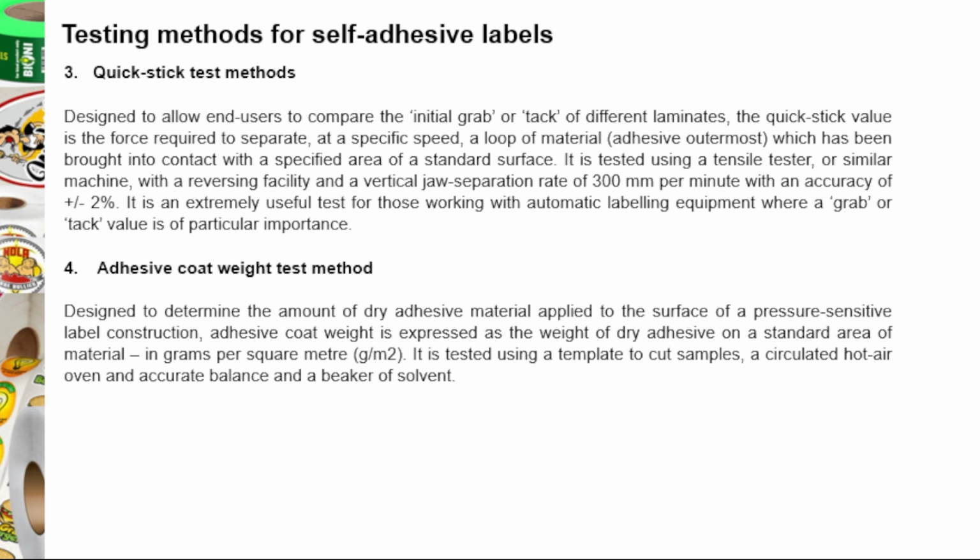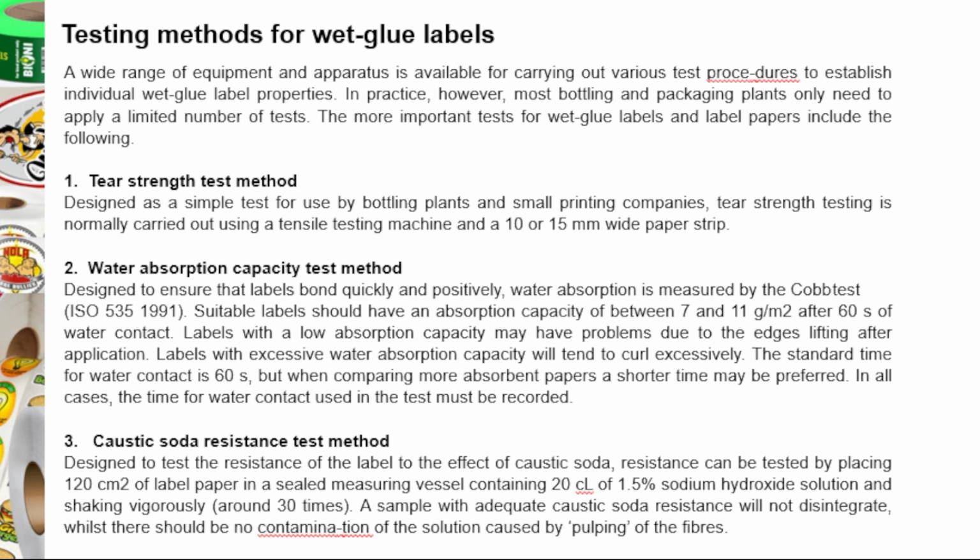a beaker of solvent. The test methods for wet glue labels, and this is wet glue labels, is a normal paper, semi-gloss or any kind of paper which is not having a glue adhesive on it. A wide range of equipment apparatus is available for carrying out various test procedures to establish individual wet glue label properties. In practice, however, most bottling and packaging plants only need to apply a limited number of tests. The more important tests for wet glue labels and label papers include the following.